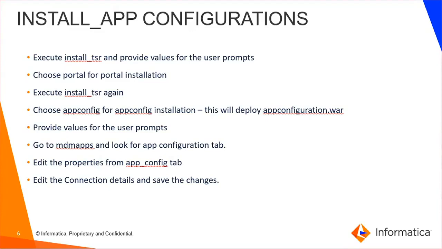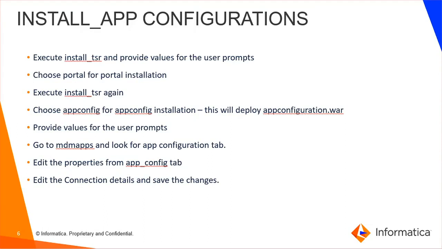Now, for installing, first we have to execute install tsr.bat file if you are using Windows as OS. Otherwise, you have to run install tsr.sh file if you are on Linux. Once you run the install tsr.bat file or .sh file, you will get some prompts that you will have to select. Select portal in the prompt. This will install the supplier portal. Now we will run the installer again to install the app configuration Word file. This will give us the provision to edit the app configuration through MDM apps.